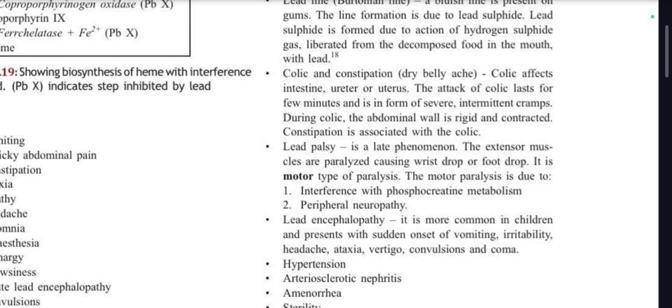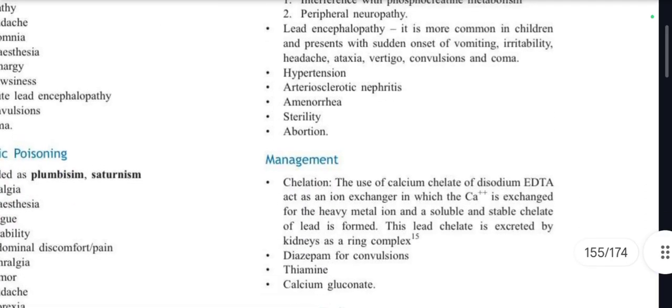Lead palsy, we also observe lead palsy. It is a late phenomenon. The extensor muscles are paralyzed, causing wrist drop or foot drop. Wrist drop and foot drop are very, very common in lead poisoning. It is the motor type of paralysis. The motor paralysis is due to the interference with phosphocreatine metabolism and peripheral neuropathy. What about lead encephalopathy? It is more common in children and presents with sudden onset of vomiting, irritability, headache, ataxia, vertigo, convulsions and coma. Then we also get hypertension, arteriosclerotic nephritis, amenorrhea, sterility and abortion.